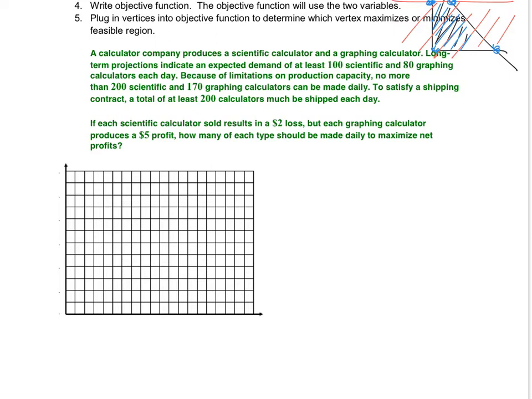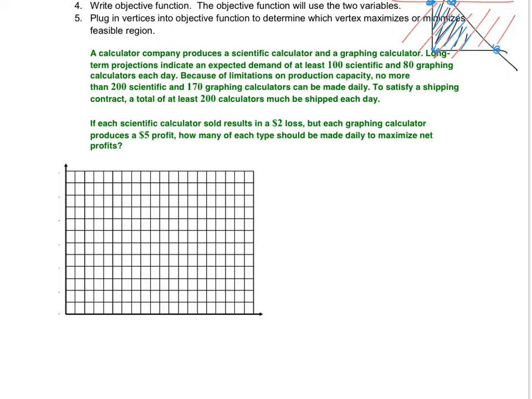So in other words, there's a limit of how many graphing calculators and scientific calculators that we make. However, we need to make sure that we have at least 200 calculators a day. If each scientific calculator sold results in a $2 loss, but each graphing calculator produces a $5 profit, how many of each type should be made daily to maximize net profits? So we just don't want to bust out and make 500 calculators a day if we're not going to use them because they cost money to make.